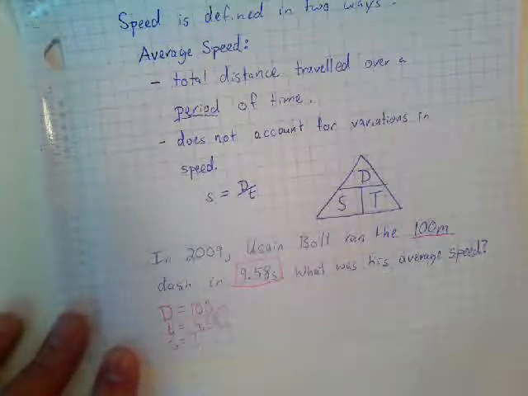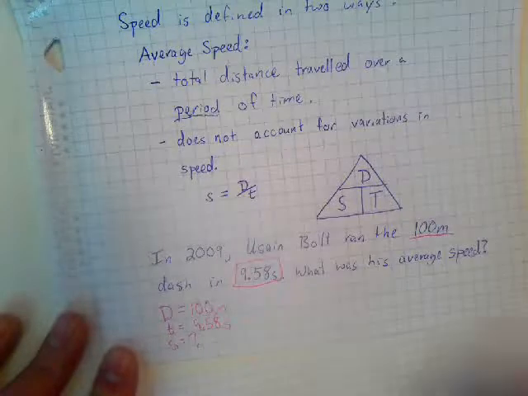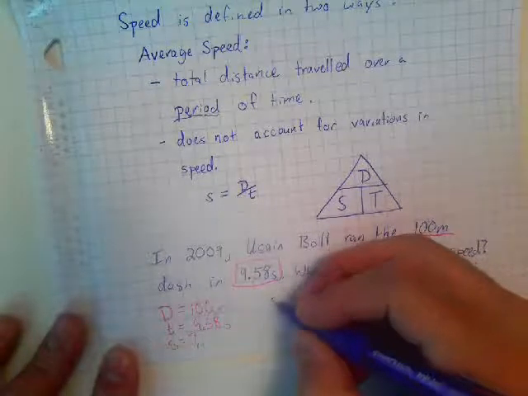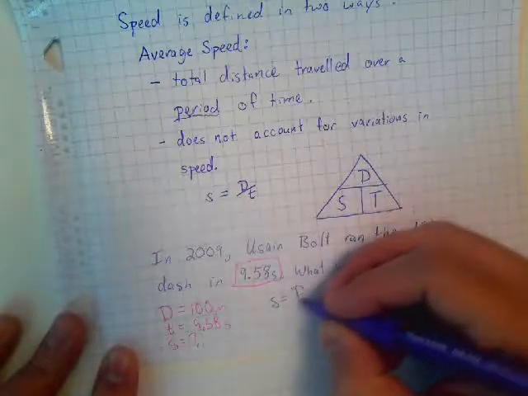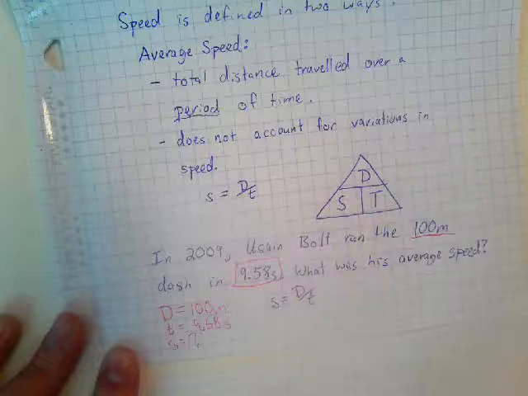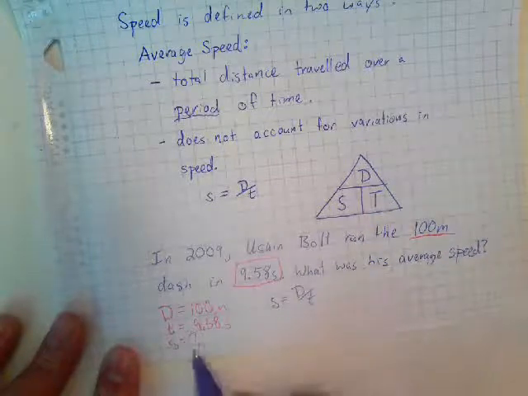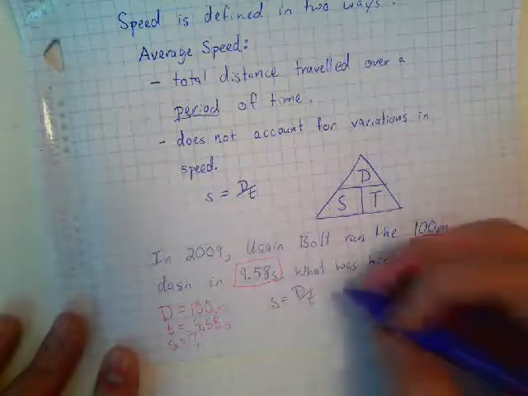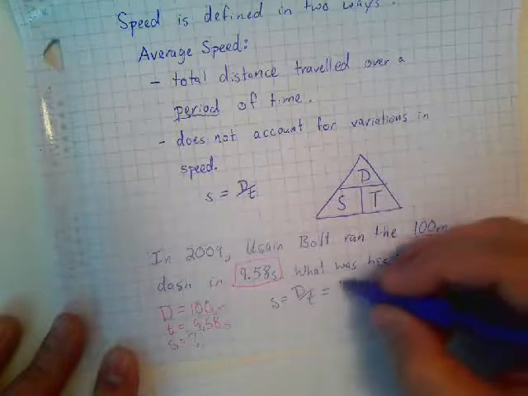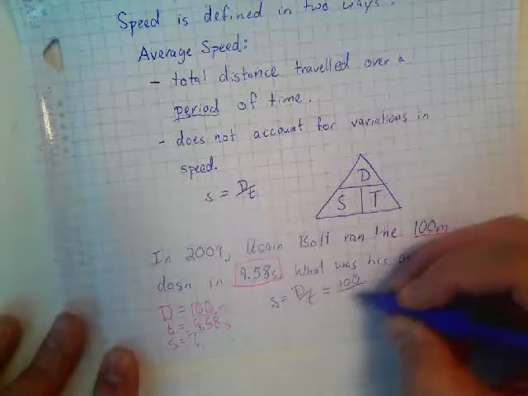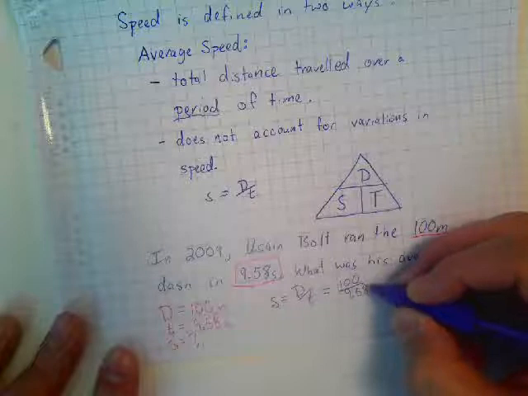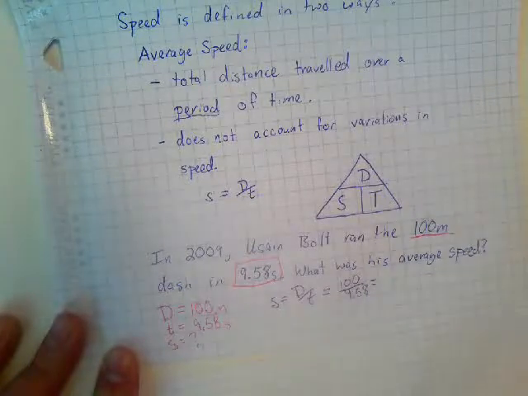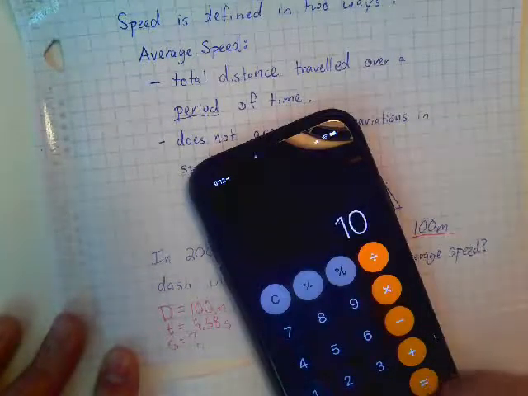Now we can take a look at this and we can say, hey, I've got everything I need. Now all I need to do is write down my formula. So my formula is S is equal to D over T, and I'm solving for S. So I can just plug in what I already have. So I have 100 is my distance over 9.58. Now all I have to do is do the math, right?